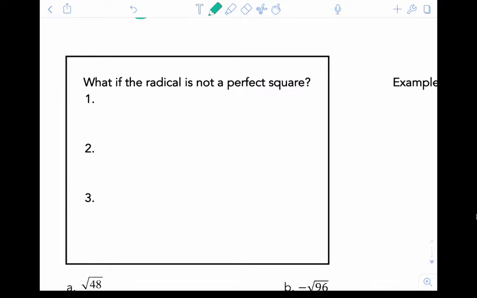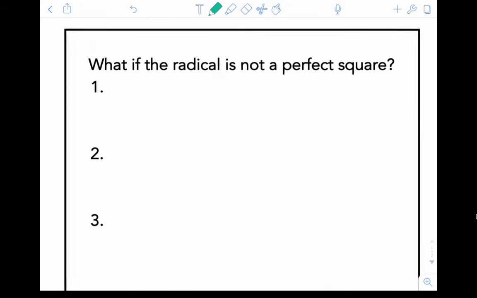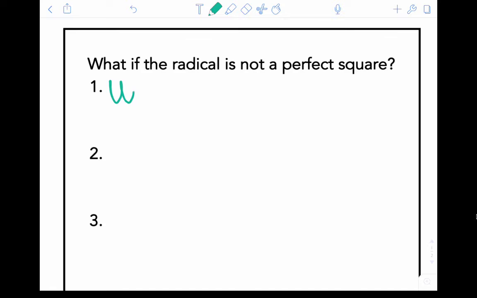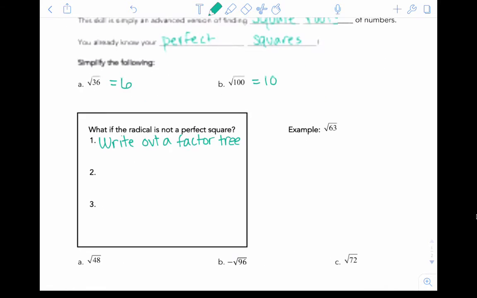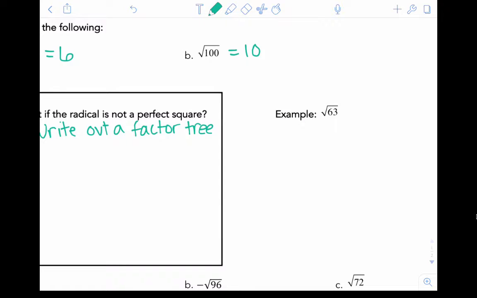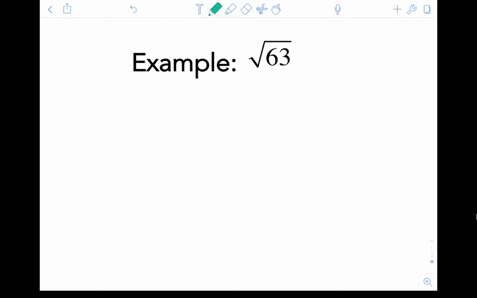So if our radical, which is just another name for square root, is not a perfect square, we have 3 things we need to do. The first thing is we need to write out a factor tree. So I'm going to use square root of 63, and we're going to go through each step one at a time. When I'm doing a factor tree, I'm going to look at the number inside the square root, and I'm going to think to myself, what are the factors of 63?